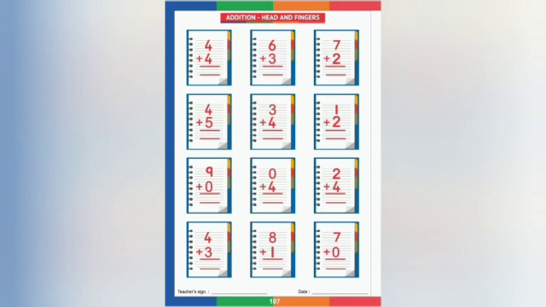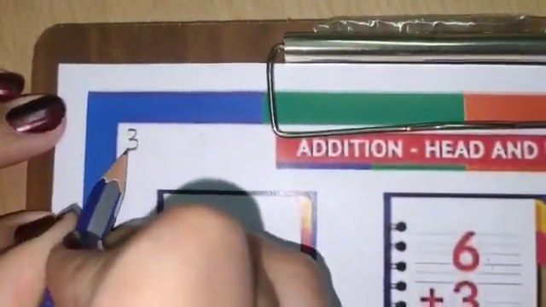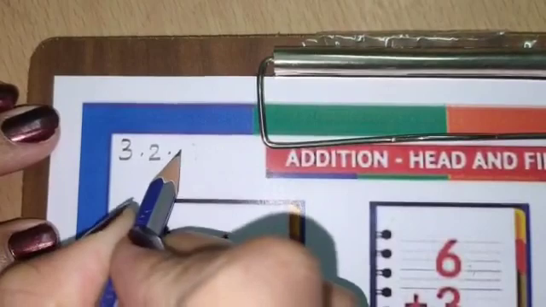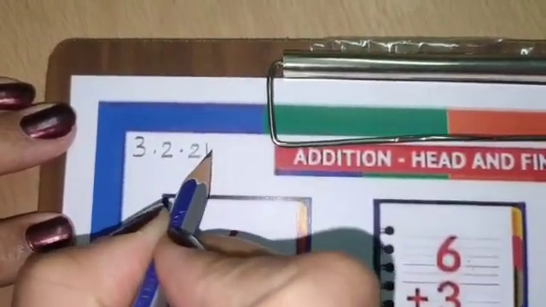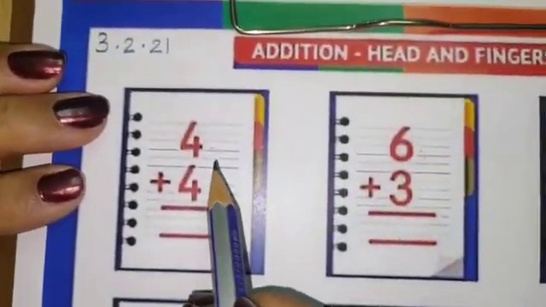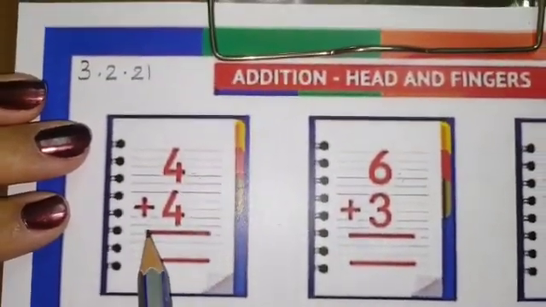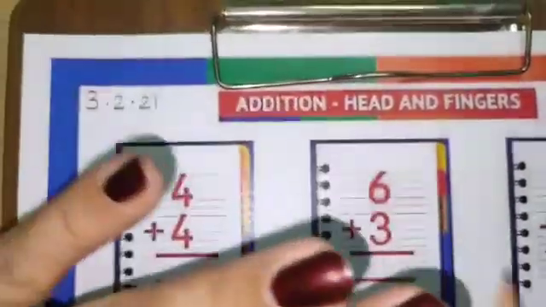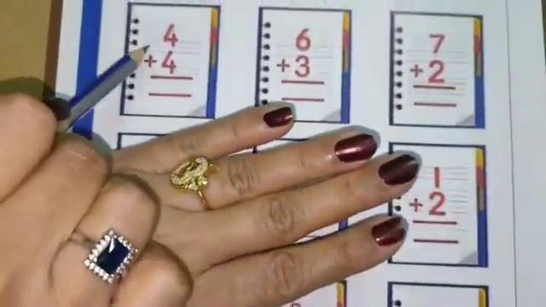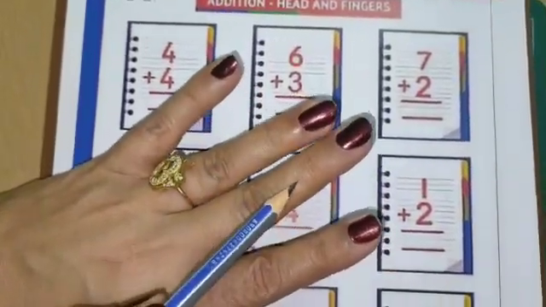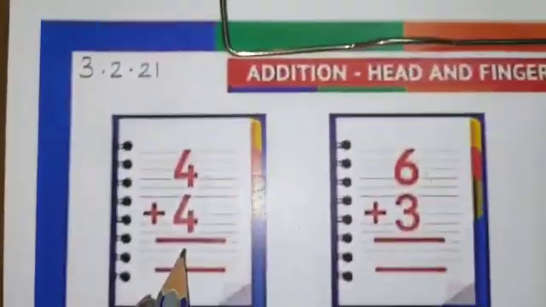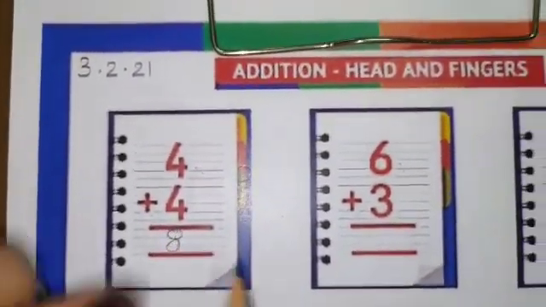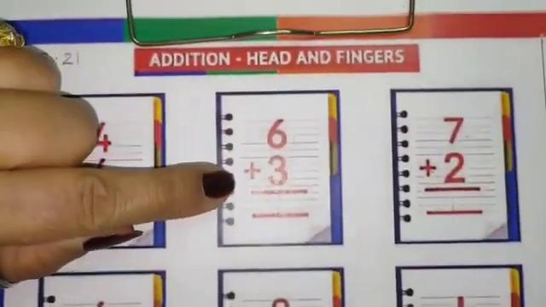So let's start. Okay, children, now please open to page number 107 and let's begin with today's date 3.2.21. 1. Let's begin with the first sum. 4 plus 4. So 4 in your head and 4 on your fingers. So after 4, 5, 6, 7, 8. So answer is 8.